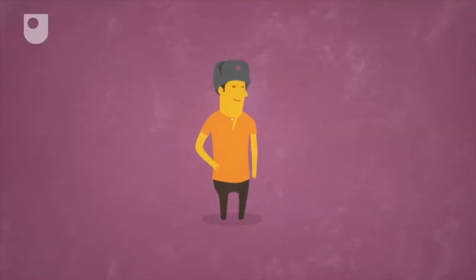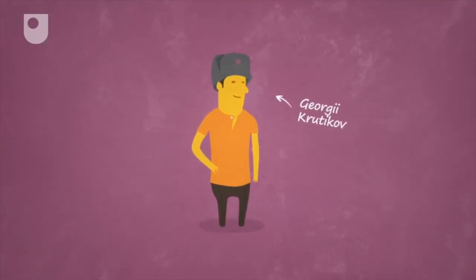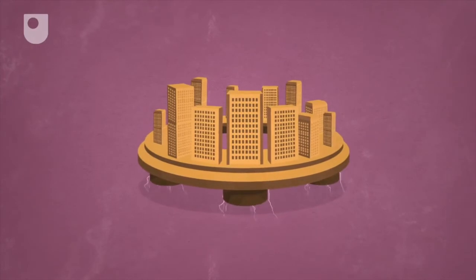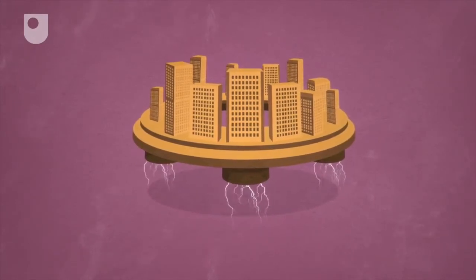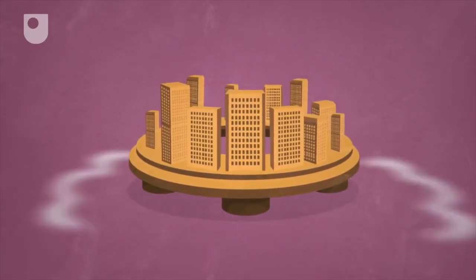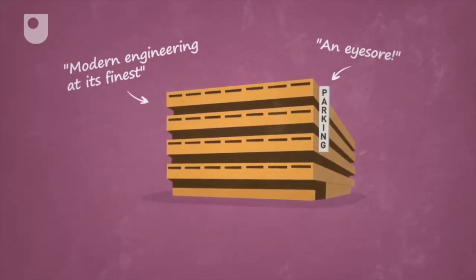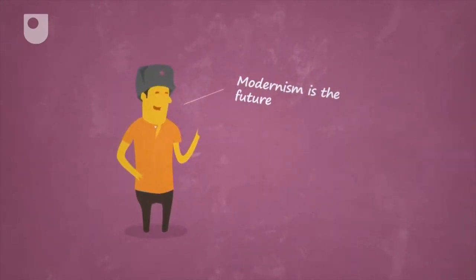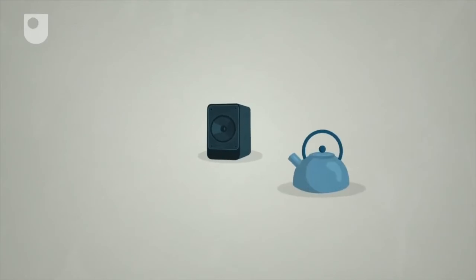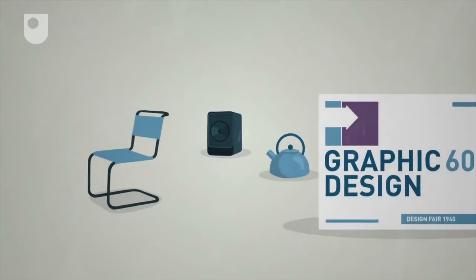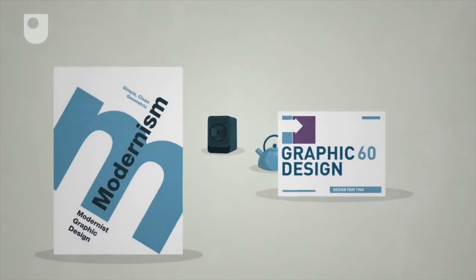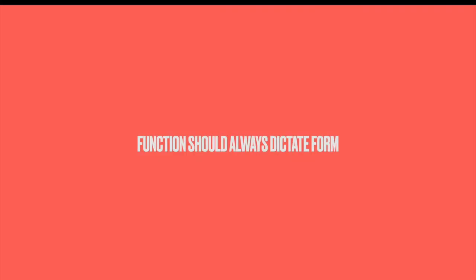Take the Russian inventor Georgi Krutikov. He suggested an idea for a city held aloft by electrical currents. This at a time when there was barely enough wattage to keep the lights on. Not everything they designed was a resounding success. But you could argue modernism was the single most influential movement of the 20th century. From house music to housewares, tables and chairs to graphic design, all have been created by the aesthetics and ideas of modernism. So let's focus on some of those values that we see in modernism.